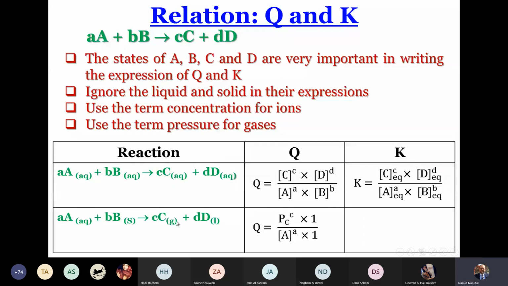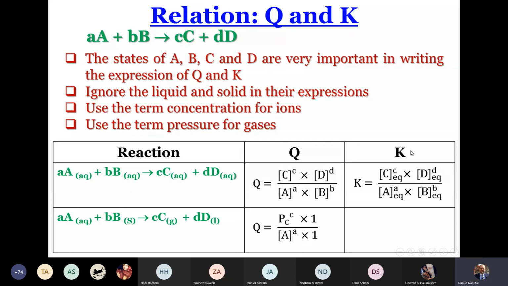So Q equals: C is a gas, I use the pressure of C to the power C. D is liquid, I use the term 1. A is ion, I use the concentration of A to the power A. B is solid, I use the term 1. So Q depends on the conditions of the advancement. It depends on the pressure of C and the concentration of A only.